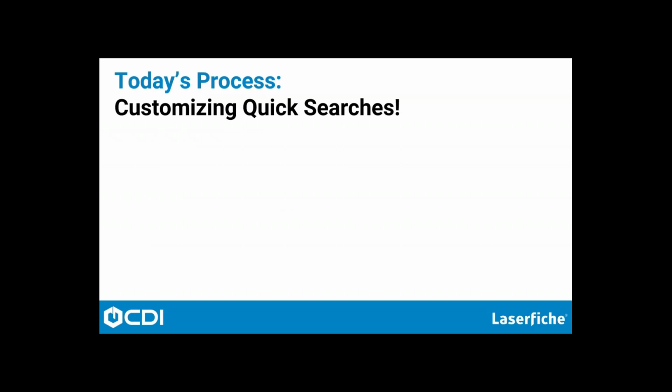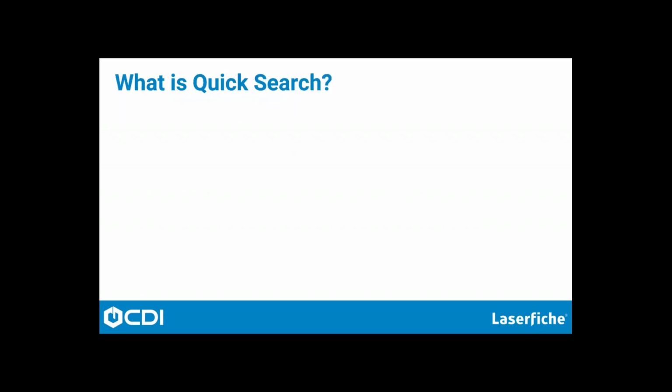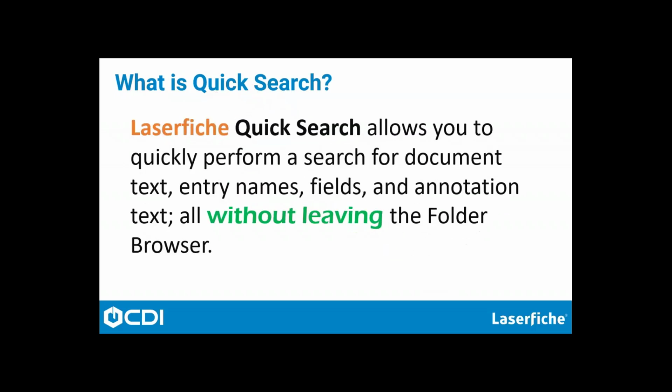Today's process is going to be customizing quick searches. The intended audience is novice to advanced Laserfiche repository users, as well as anyone interested in what the search capabilities are in Laserfiche and what sets them apart from other programs. So first off, what is a quick search? In a nutshell, Laserfiche Quick Search allows you to quickly perform a search for document text, entry names, fields, and annotation text, all without leaving the folder browser.